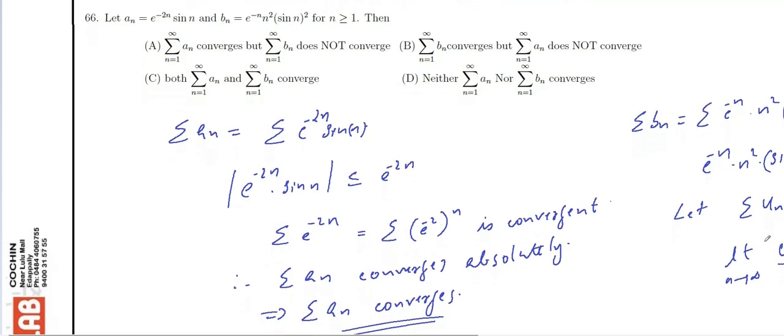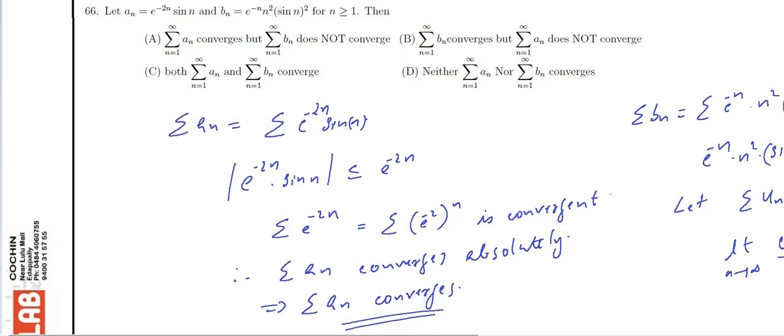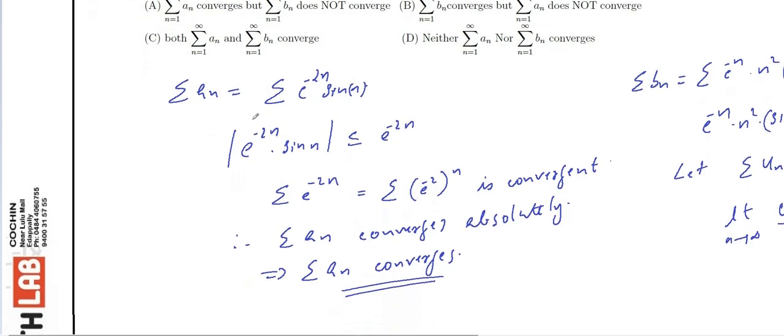And 66. Two sequences are given, an and bn. We need to check whether the corresponding series converge or diverge. Consider the first one, sigma e to the power minus 2n sin n. That's really easy because with sin n, we cannot say that it will always take positive values; there's a possibility that it takes negative values too. So this is not a positive term series.